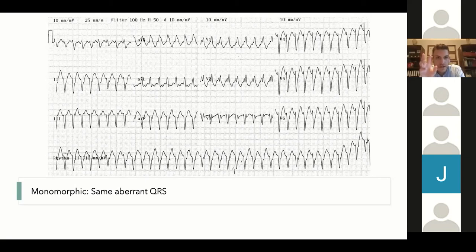More like 200. And what do you see? What morphology in this strip is not of the usual type? Because we talked about multiple types of tachycardia and multiple types of formation, but what is the problem here? Is it the P wave? Is it the T wave? Is it the QRS? What is the problem here?